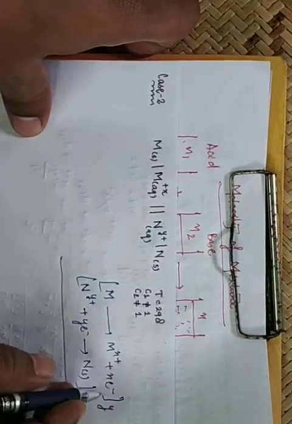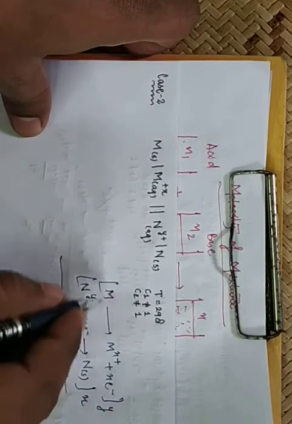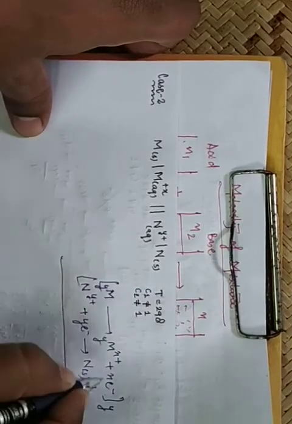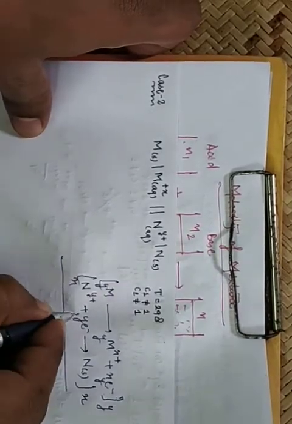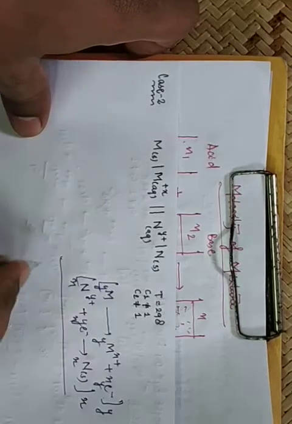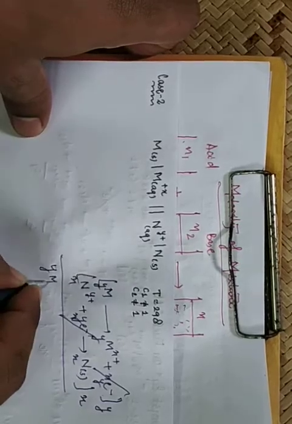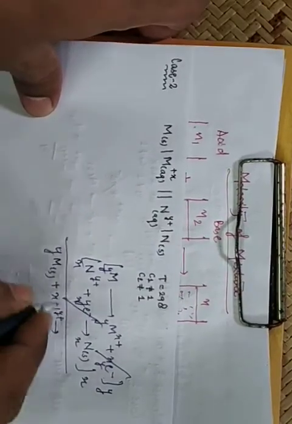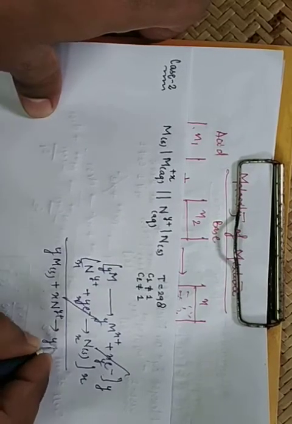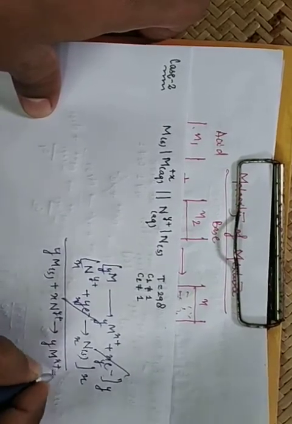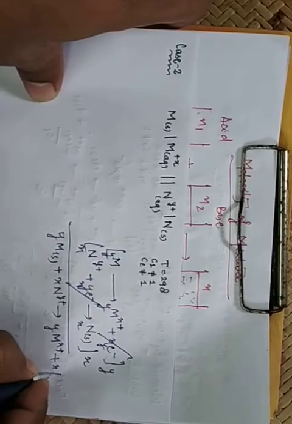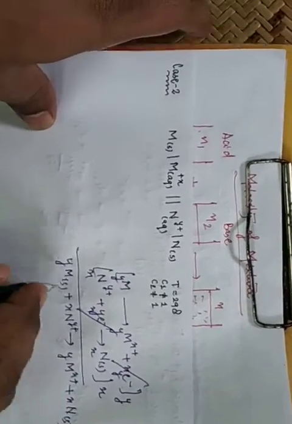There are x·y electrons, so this becomes y, this is y and this is xy. Clear? The same for this: this is x, this is xy and this is x. So the electrons cancel. Now this is y M solid plus x N^y+ gives y M^x+ and the last is x N solid. So these are the coefficient values.